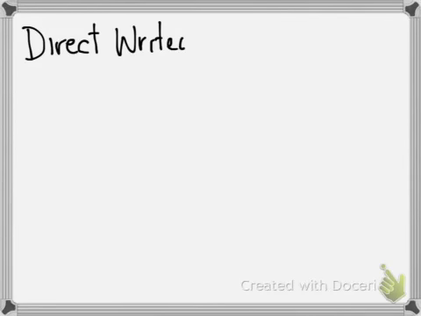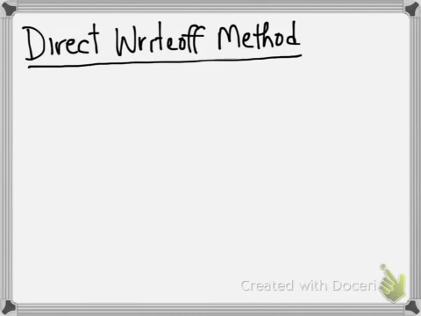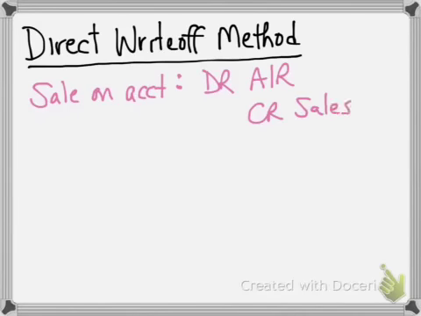Let's start with the direct write-off method. When we have a sale on account, we record a debit to accounts receivable and a credit to sales. The direct write-off method is very straightforward.